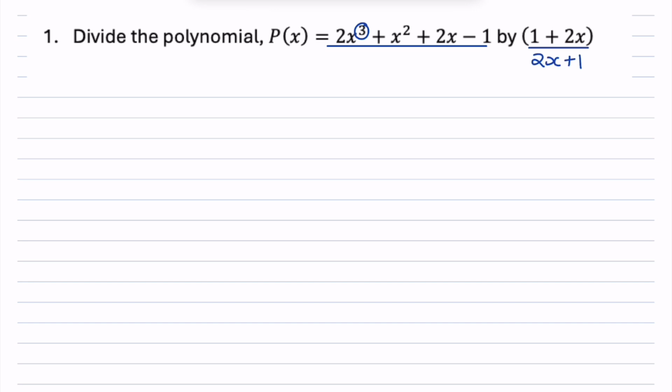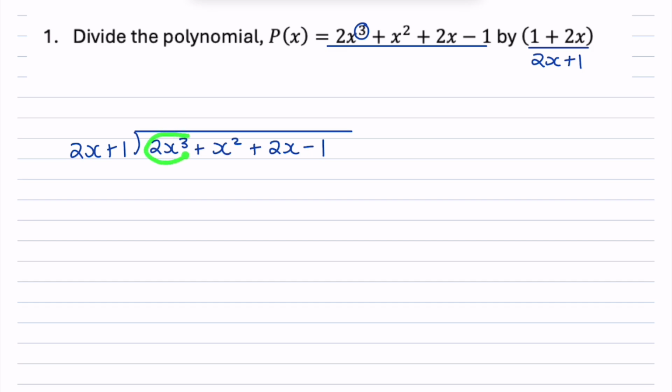Then I'm going to look at doing my long division. So I have 2x plus 1, and then I'm going to place my polynomial underneath here. The first step is I need to think about 2x cubed divided by 2x, and my answer ends up being x squared. Another way to think about it is how many times does 2x go into 2x cubed?